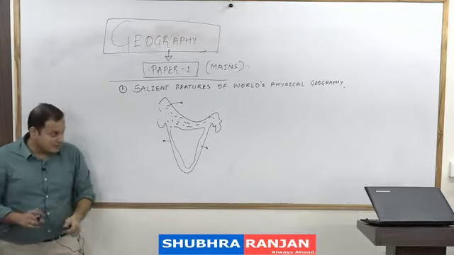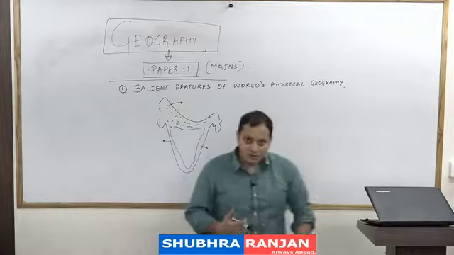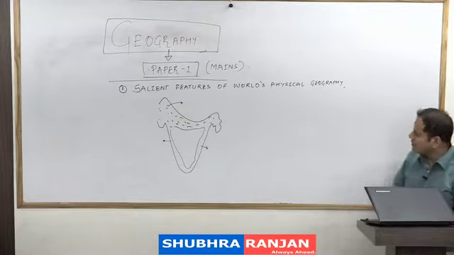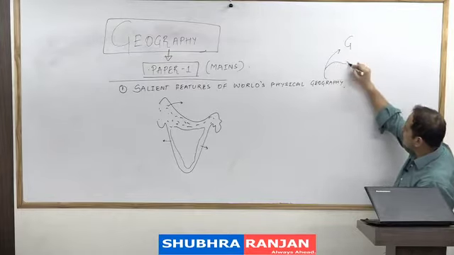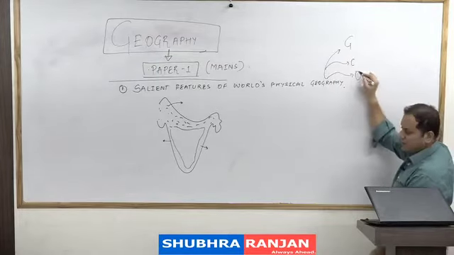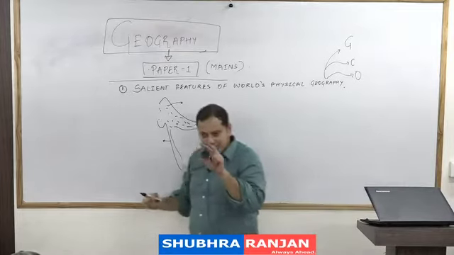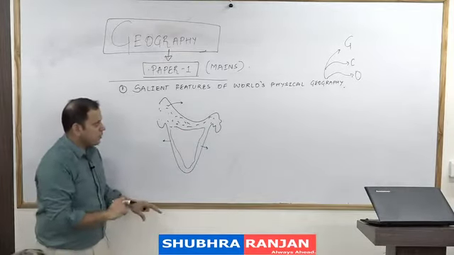That is, we will discuss in detail how we are going to study the syllabus, and then you can understand the syllabus. In world's physical geography, as of now you remember, there is geomorphology, there is climatology, and there is oceanography. These are the salient features of the world's physical geography.